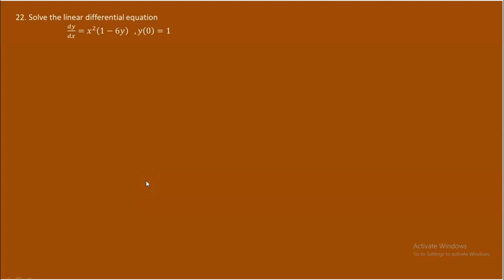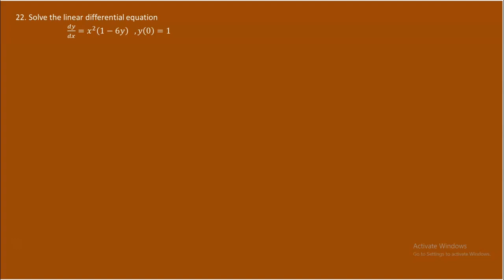Okay, dear students, now comes question number 22, and it is solving the linear differential equation given by dy over dx equals x squared into 1 minus 6y, where y at 0 is 1. So the initial condition is given, so a specific or particular solution is expected. So how are you going to do this?